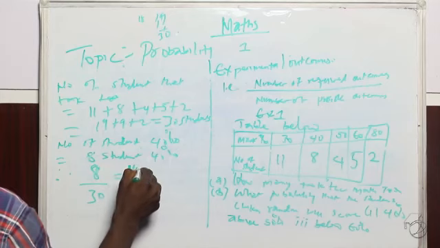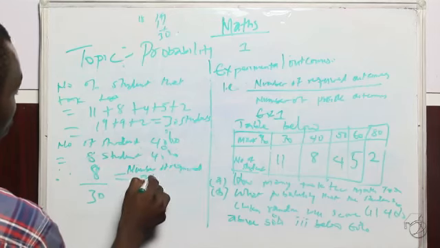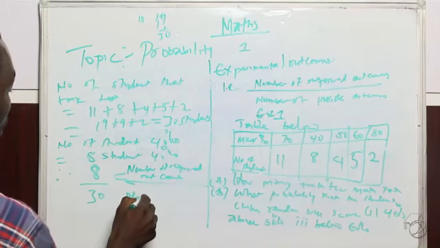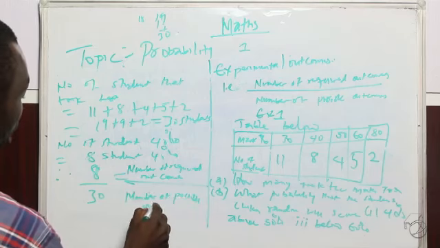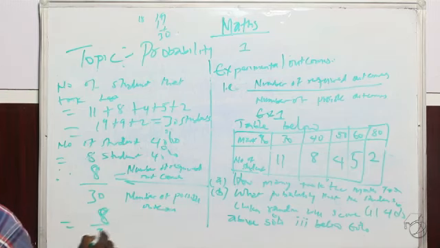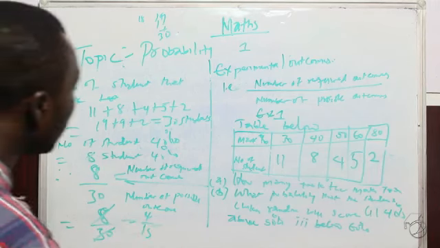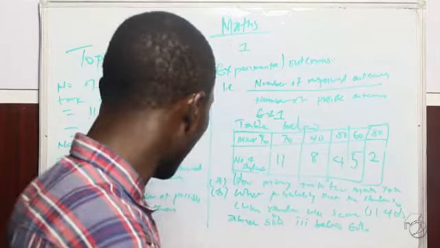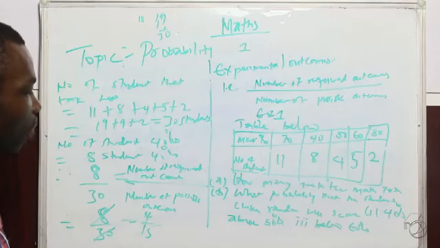That is number of required outcome, which is 8, over number of possible outcome, which is equal to 8 over 30. Dividing by 2, we get 4 over 15. So the probability that a student will score 40% is equal to 4 over 15.